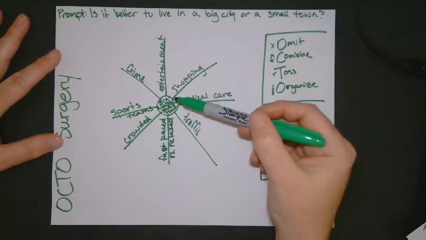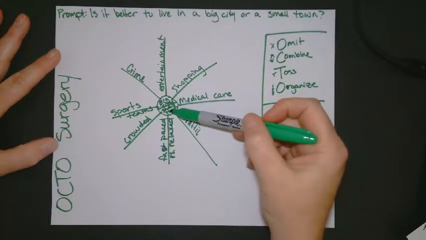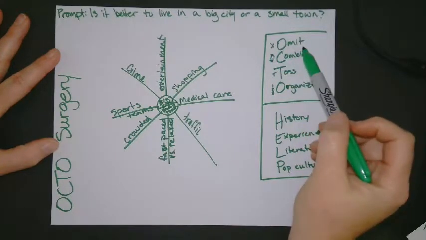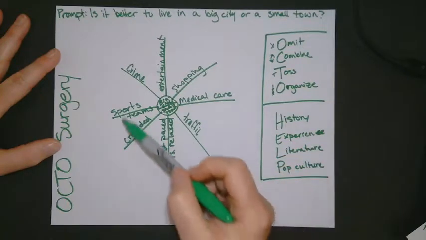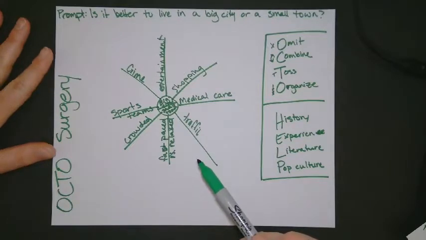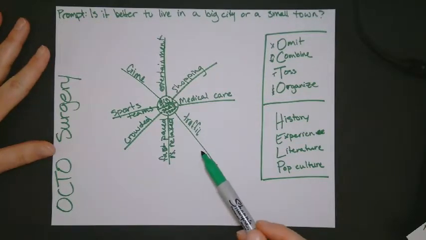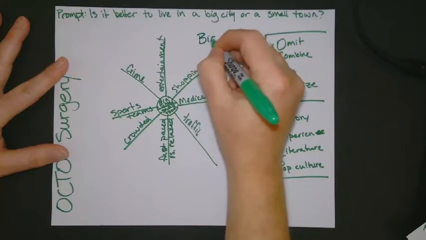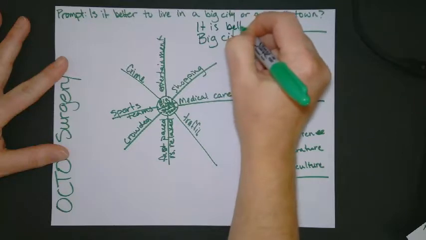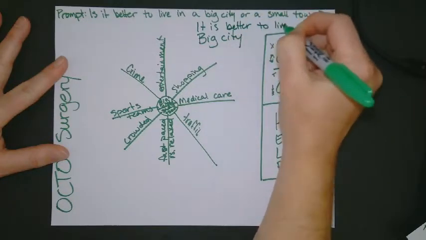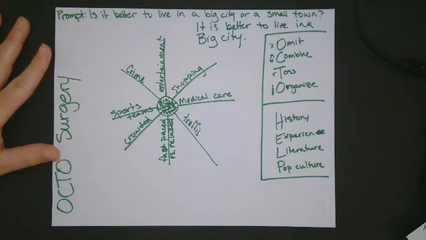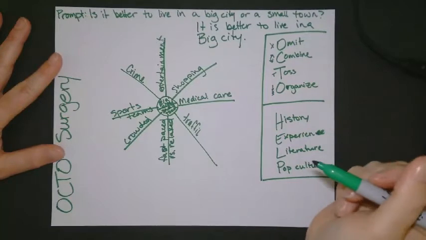So since this is persuasive and I have to pick a side, I'm going to use my first step to omit anything that doesn't support the side I want to write to. So first I'm going to look at these ideas and decide which one do I have the best support for. And really I could go either way with this one, but I think I'm going to go with big city. I'm going to say that it is better to live in a big city. And that's kind of leading into my thesis already, just by stating which side of the topic I'm going to choose.